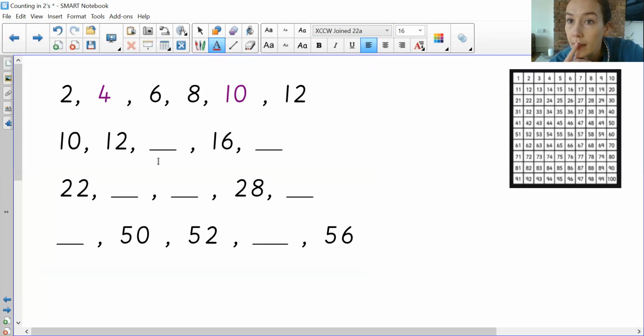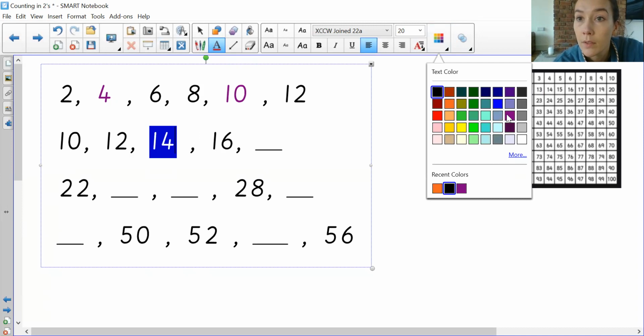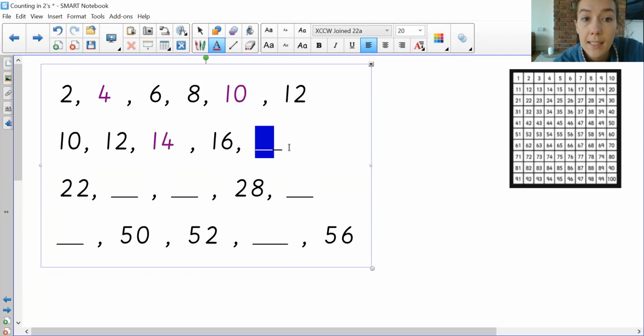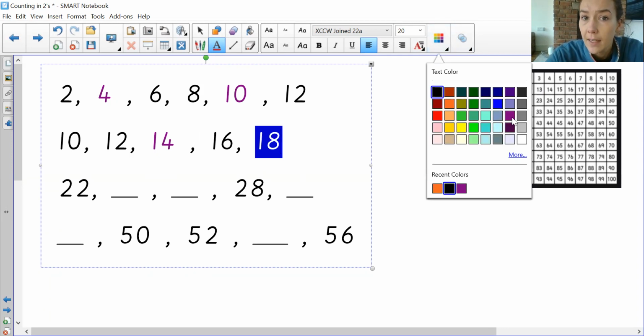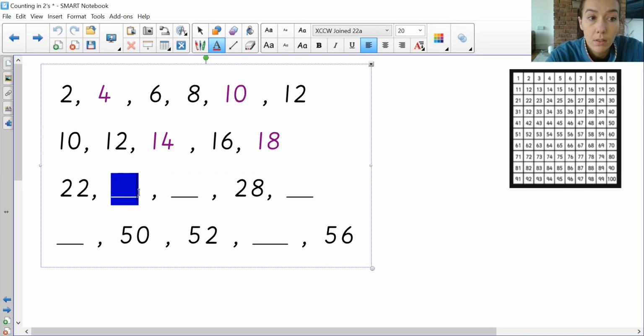However, they won't all be that simple, because this one is starting at 10. We've got 10, 12, then we're going to have 14, because you are going up in 2's, not 1's. 14, 16, and 2 more, 18. You can check these against the rule: do they have 0, 2, 4, 6, or 8 at the end? If they don't, you've made a mistake.